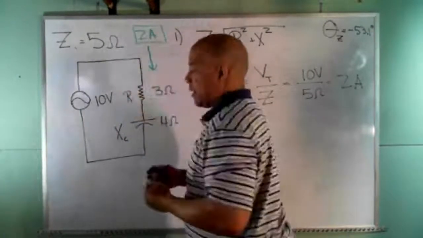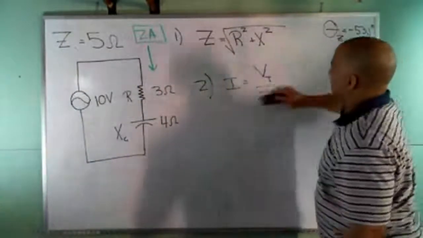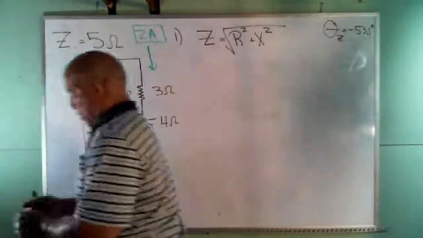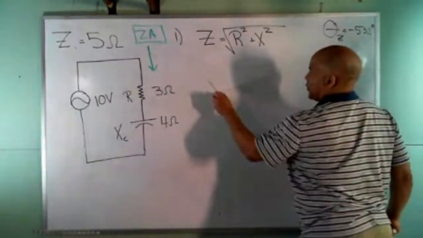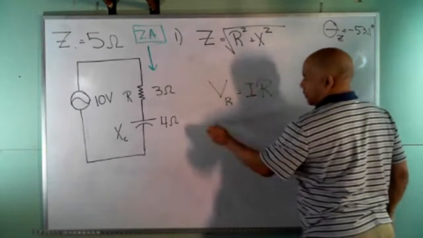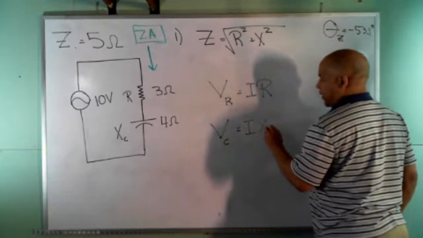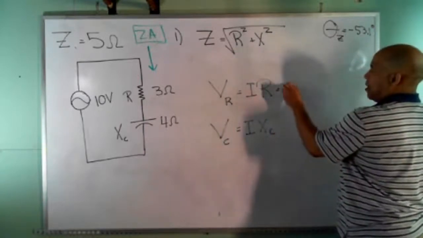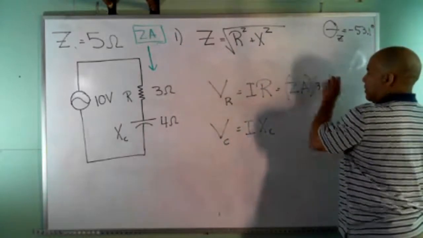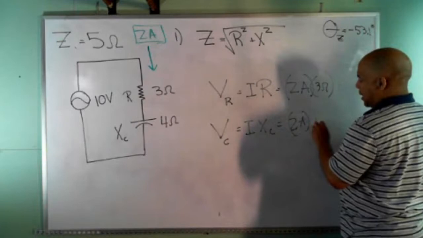All right. Now let's find the voltage drop across each component. That's my third step. For the resistor, the voltage drop is just I times R. Voltage drop for the capacitor is just I times XC. If I take I times R, that's 2 amps times 3 ohms. And if I take I times XC, it's 2 amps times 4 ohms.